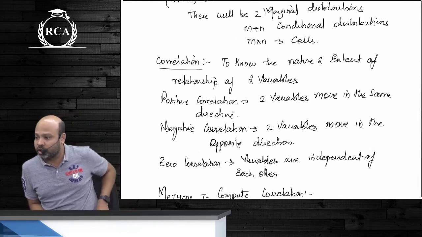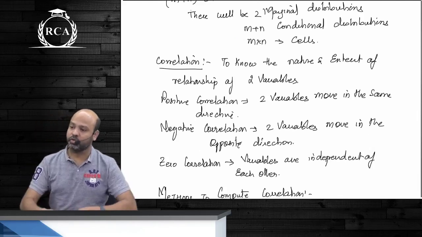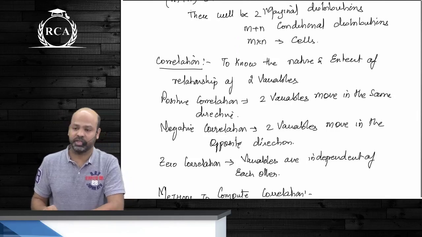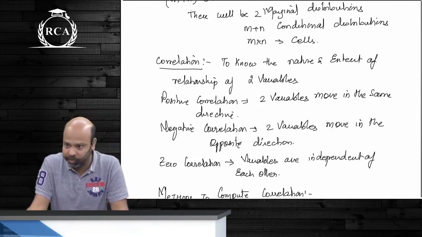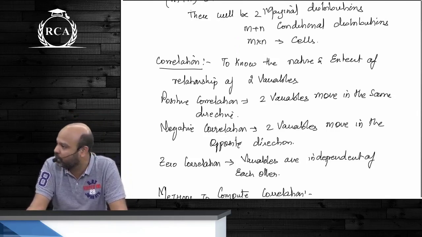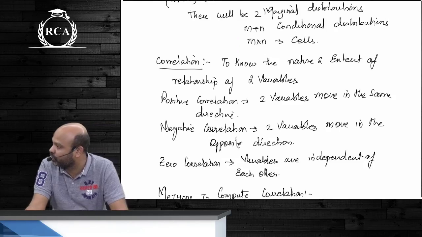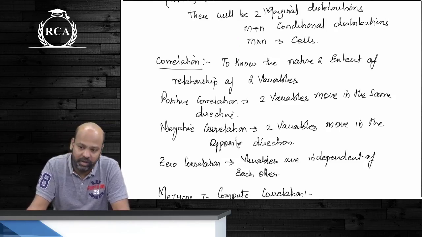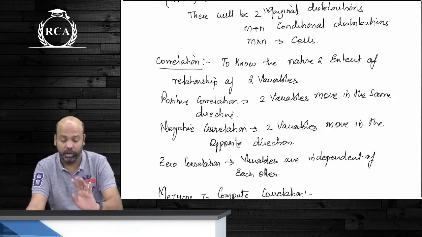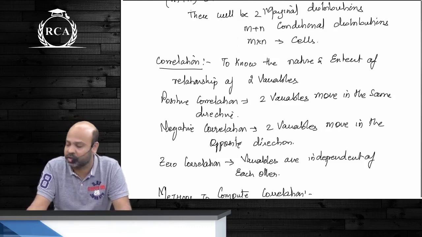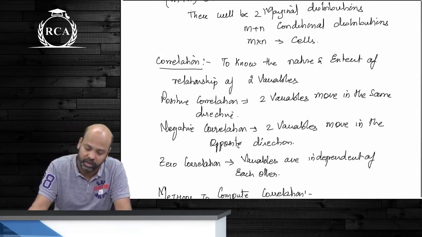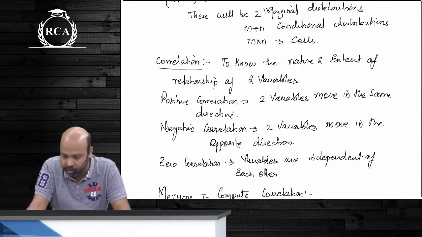The first part is correlation. Correlation is used to know whether the two variables are related, and if yes, what is the extent of relation, also known as the strength of relationship. When you say two variables are related or associated, they can either be related positively or negatively. When I say positive relation, they move in the same direction. If one variable is increasing, the other variable is also supposed to increase. If one variable is decreasing, the other variable will also decrease.